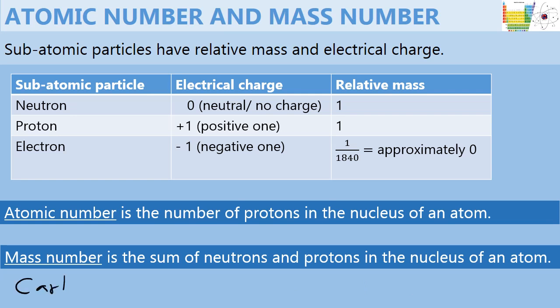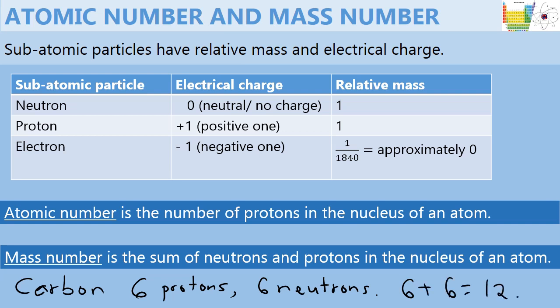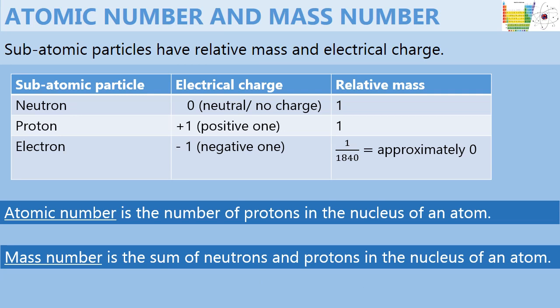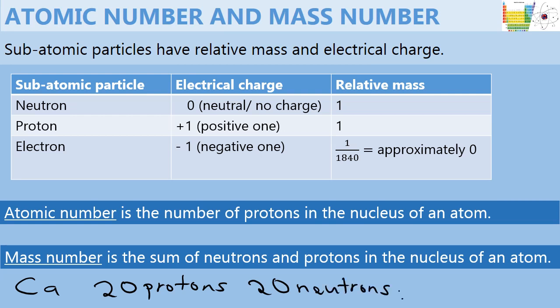Carbon, do you remember the number of protons? It has 6 protons and 6 neutrons, meaning it has a mass number of 6 plus 6, which is 12. Another example is calcium. It has 20 protons and 20 neutrons. Therefore, its mass number is 20 plus 20 to give us 40.